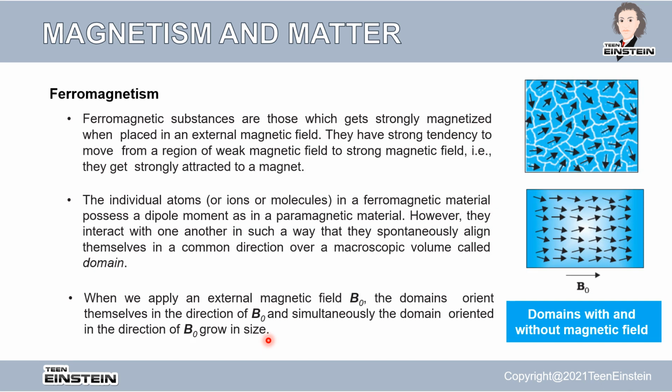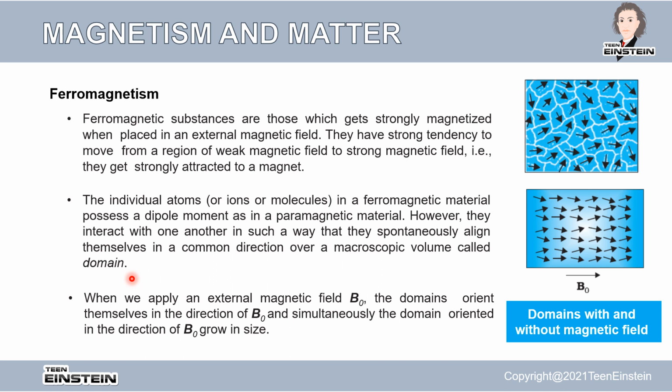Okay, now let's look at ferromagnetism. Unlike the paramagnetic materials, the ferromagnetic substances are those which get strongly magnetized when placed in an external magnetic field. They have a strong tendency to move from a region of weak magnetic field to strong magnetic field. They get strongly attracted to a magnet. So the materials which get strongly attracted to a magnet generally are ferromagnetic materials.